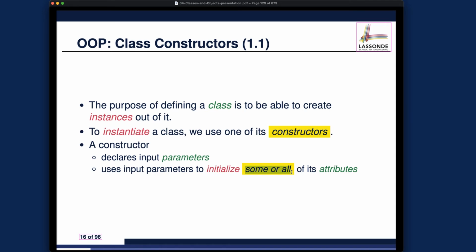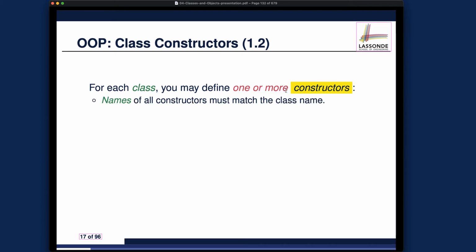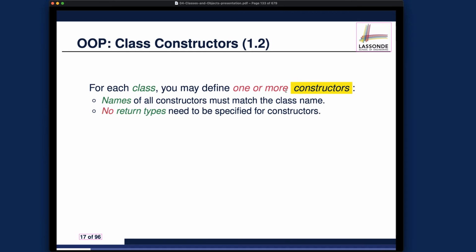But the bottom line is you don't really have to initialize all the attributes in a constructor. That's why you may have multiple versions of constructors. You can define one or more constructors. And remember, in the tutorial video, we showed you that if you simply do not declare explicitly any constructor, the default one will actually be available to you, right? Just remember that. The name must match the class name, there'll be no return type, and they must have distinct lists of parameter types.